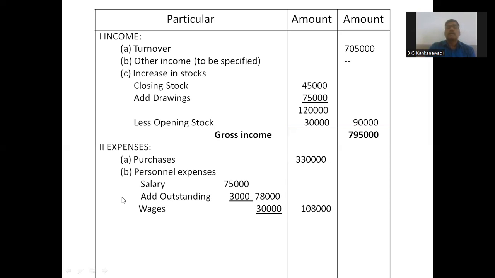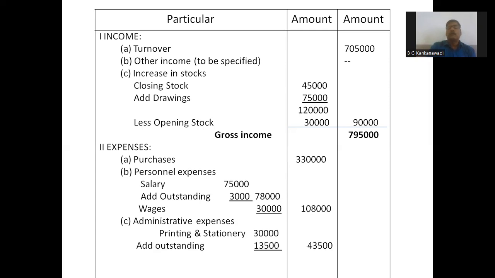This is the second item. Third item, administrative expense. Under administrative expense, you write printing and stationery, 30,000. For that printing and stationery, add outstanding 13,500. If you add 13,500, your total is 43,500.